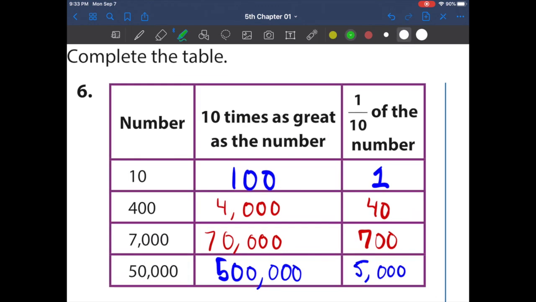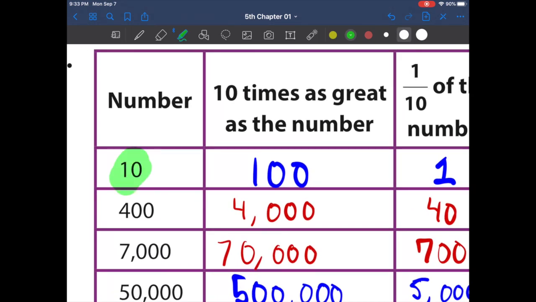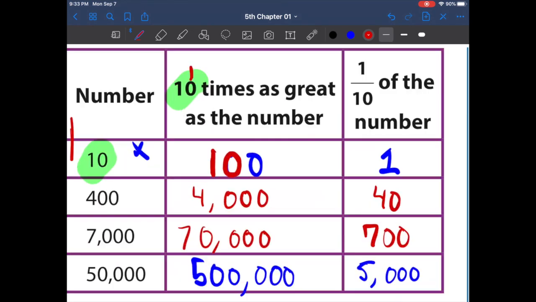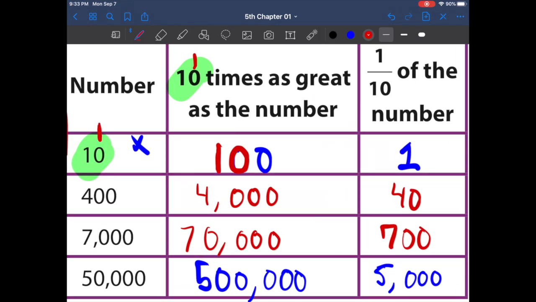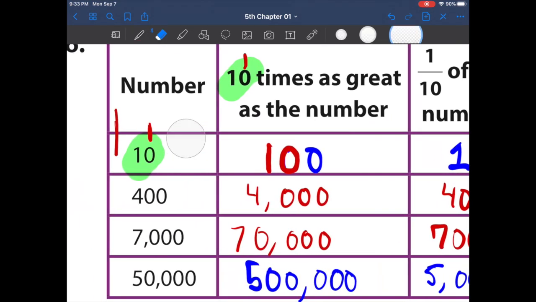Now I want to show you something really quick. I don't know if you noticed yet, but when we did 10 times 10, what happened to the number 10? How many zeros did we have? We have 2 zeros.